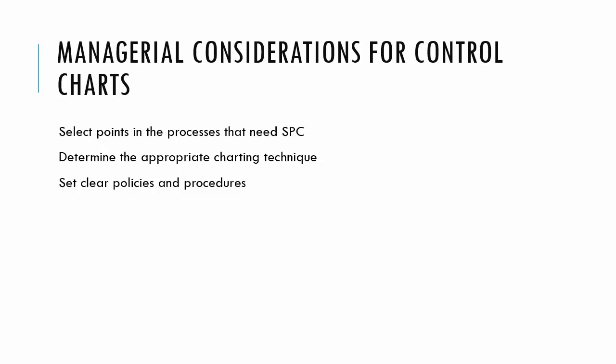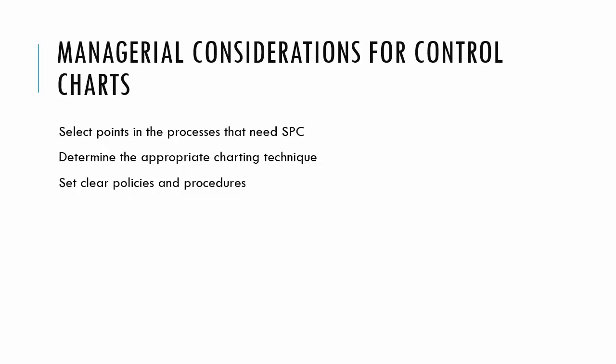Now that we have talked about how to create the charts, we need to discuss three important managerial decisions surrounding control charts. First, we need to select points in our processes that need or would benefit from SPC. Second, we need to determine the appropriate charting technique. Basically, which types of charts should we be using? And third, you need to have clear policies and procedures for use of SPC.